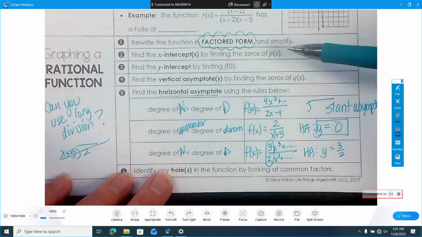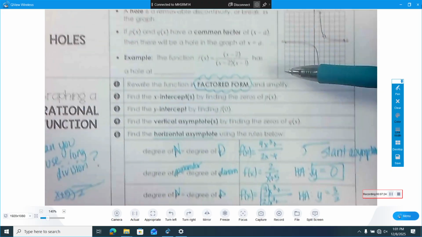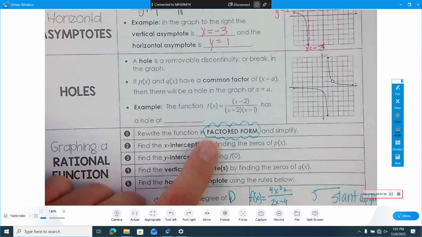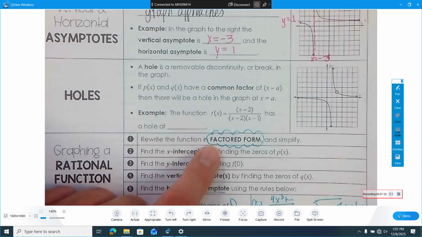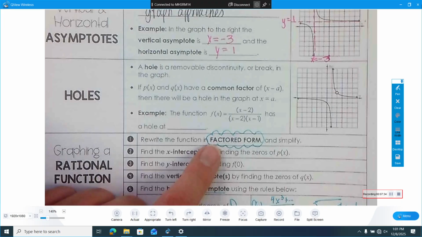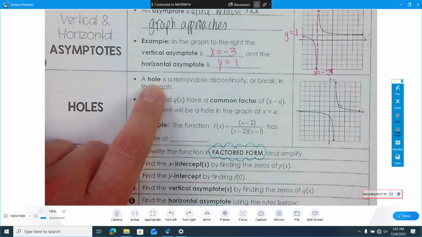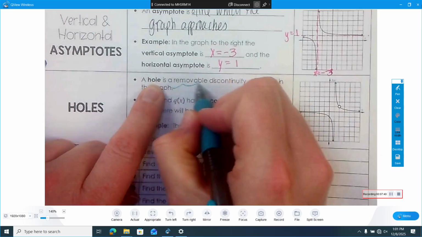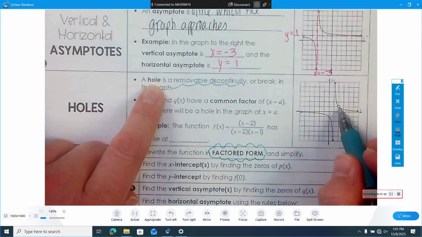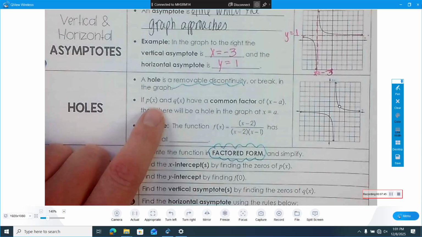So we're going to be graphing functions, and one thing I always start with is writing things in factored form, because it turns out in factored form we can see so many different things. So first, we can see a hole. A hole is a removable discontinuity. You can see the hole right here, or a break in the graph.